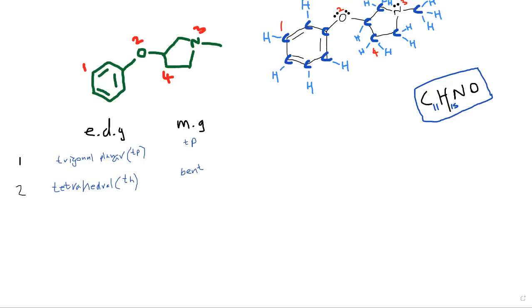Moving on to atom 3, which is our nitrogen atom over here. Again, you have 3 bonding electron domains and then 1 lone pair. That means altogether we have 4 electron domains. Whenever we have 4 electron domains, we know that the electron domain geometry is tetrahedral. I'm going to write TH for tetrahedral.